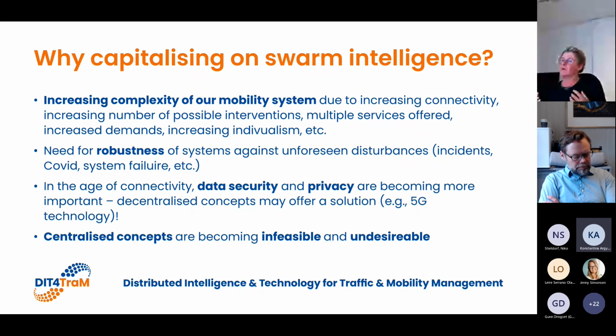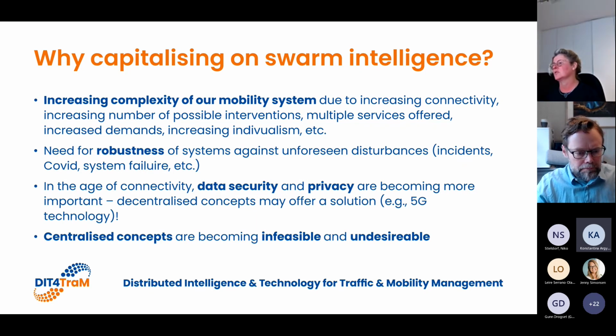Another problem that comes with the larger connectivity that we have is that data security and privacy become more and more important. And if you're able to use a decentralized concept, it might offer a solution to keep data security and privacy as good as possible by trying to use the data as locally and as close to the different system components as possible. And the last reason that we're looking into swarm intelligence is the fact, at least in the Netherlands, but I think that holds for many more countries, that this centralized management of systems becomes at a certain point infeasible. Systems are simply becoming too big and computational times too large.